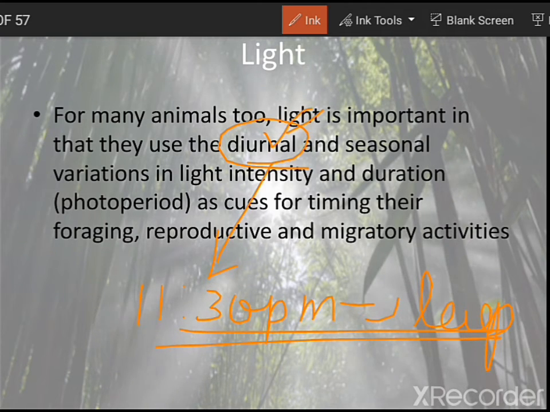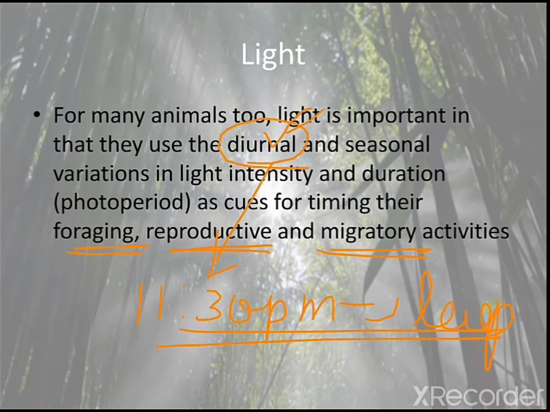And also there can be seasonal variations in the light intensity, like in the summers there could be higher light intensity and in the winters there could be lesser light intensity. As a result, it can cause a variation in the foraging pattern, the reproductive pattern or the migratory patterns of different animals. So in the case of animals, two important points stand out. It can help in maintaining the diurnal rhythm in animals. Second, it helps in deciding the seasonal activities such as foraging, reproductive and migratory activities in different groups of animals.